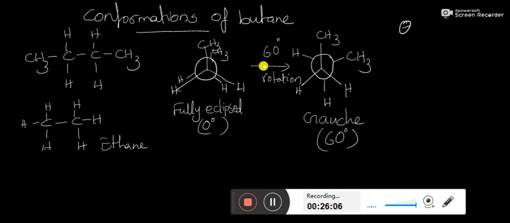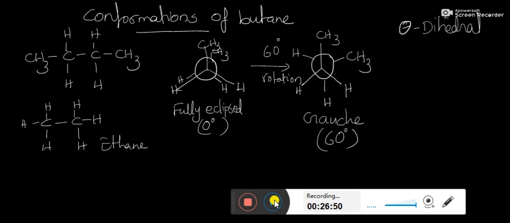So, what do you mean by dihedral angle? The angle between a hydrogen atom or a substituent on the front carbon atom and a hydrogen atom or a substituent on the back carbon atom in the Newman projection of a conformation is called dihedral angle. So, dihedral angles are the angles between two bonds on adjacent atoms when we look at a Newman projection.